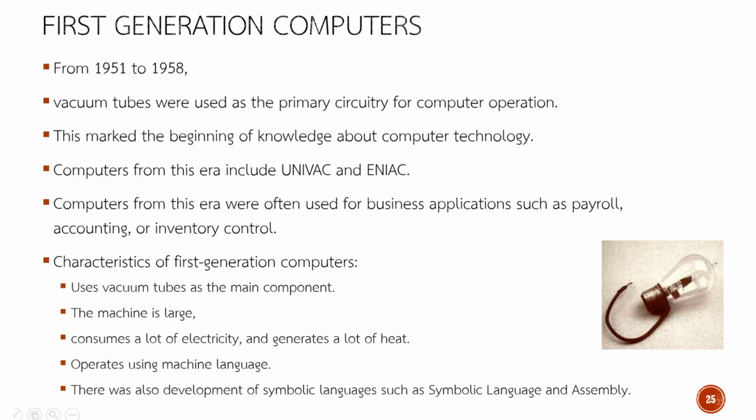Characteristics of first-generation computers. Uses vacuum tubes as the main component. The machine is large, consumes a lot of electricity, and generates a lot of heat. Operates using machine language. There was also development of symbolic languages, such as symbolic language and assembly.